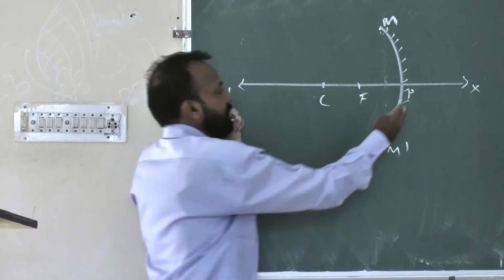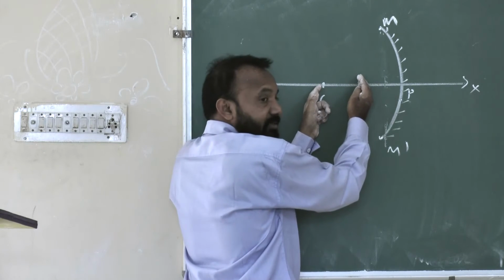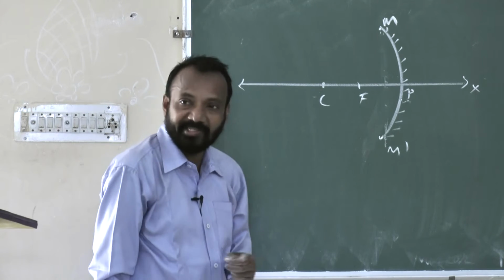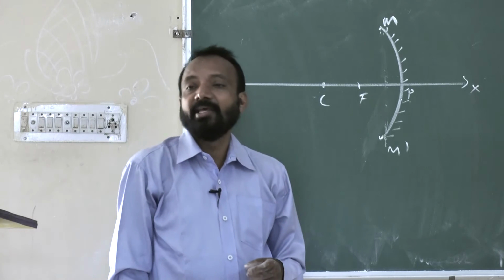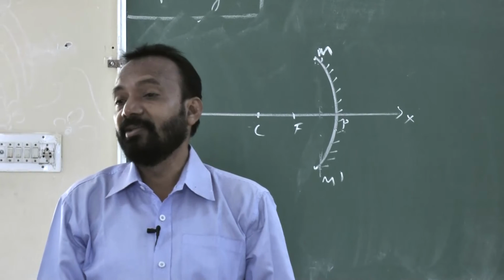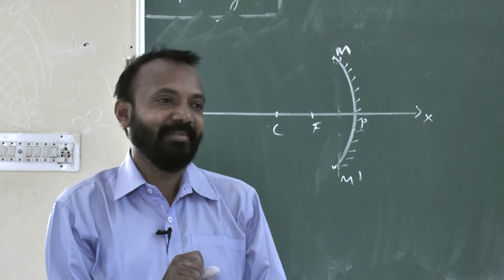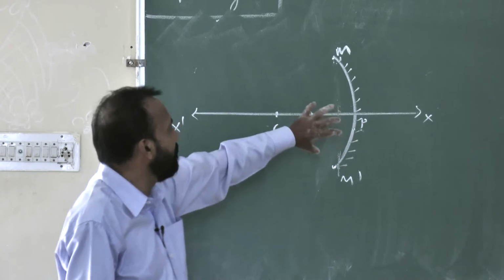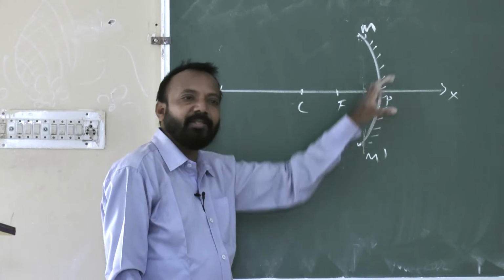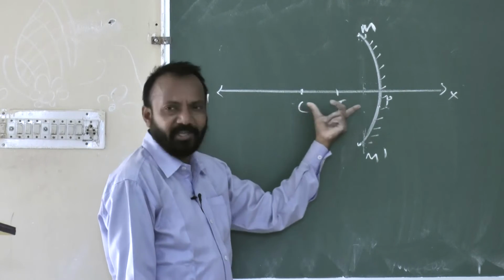And this line is what? Principal axis. PF is what? Focal length. CF is what? A distance equivalent to focal length. PC is equal to what? Radius of curvature. What is the meaning of radius of curvature? Radius of curvature is the radius of a spherical surface of which the mirror is a part. This concave mirror is a part of some spherical surface. This mirror M M dash is the portion of a spherical surface, and this CP is the radius of curvature.